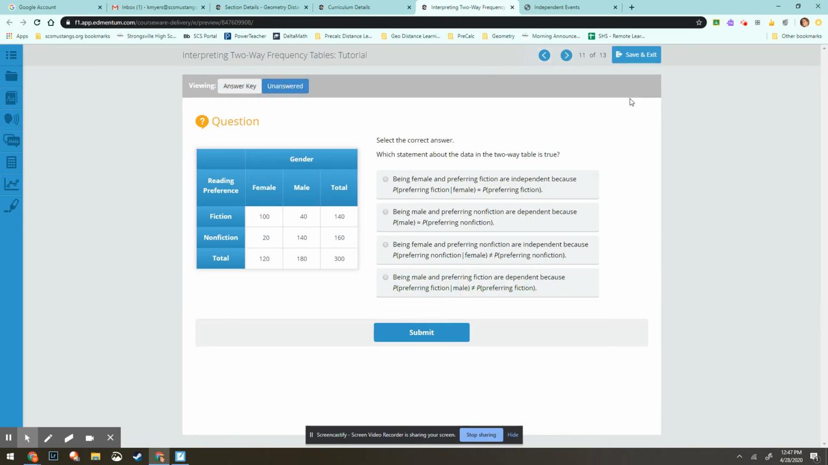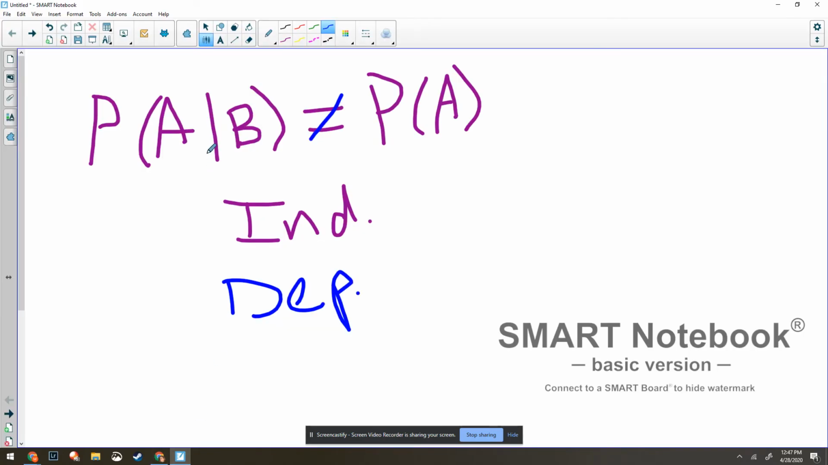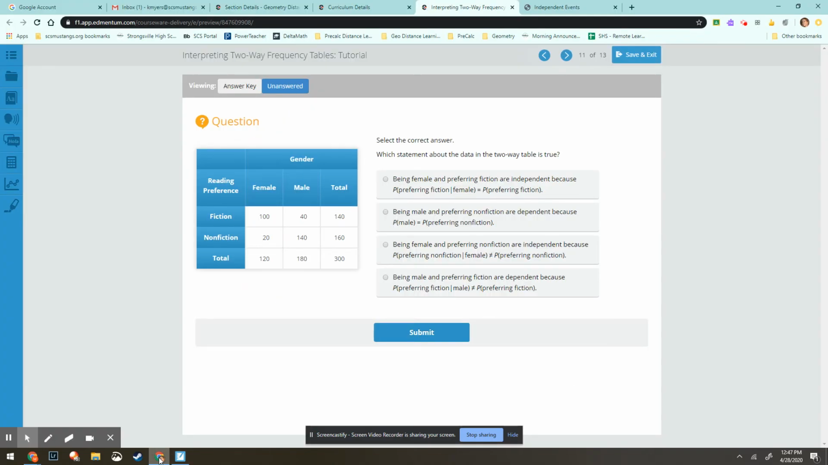I don't know why that answered right away, but let's take a look at this. Here we have another table, and we have to select the correct answer. If you look at the choices, they all say independent, dependent. So I'm going to come back to this formula: probability of A given B equals probability of A. Right away, I can eliminate this answer as a possibility because that's not the formula we use to figure out dependence.